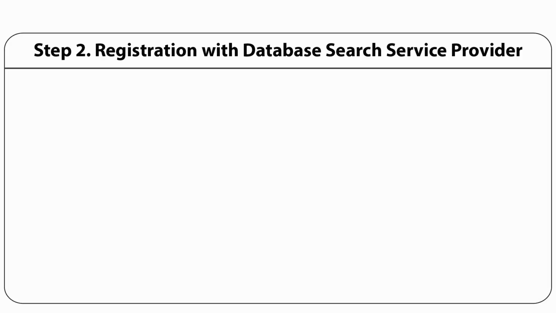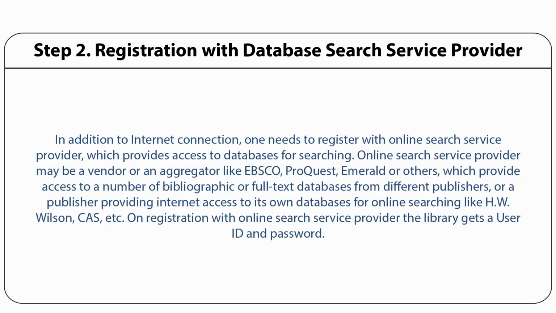Registration with database search service provider. In addition to internet connection, one needs to register with online search service providers, which provide access to databases for searching. Online search service provider may be a vendor or an aggregator like EBSCO, ProQuest, Emerald, or others, which provide access to a number of bibliographic or full-text databases from different publishers. Or a publisher himself providing internet access to its own databases for online searching like H.W. Wilson and Company, Chemical Abstract Service, etc. On registration with online search service provider, the library gets a user ID and a password.